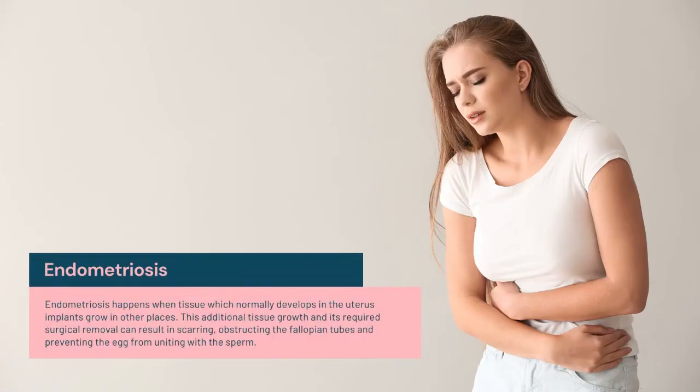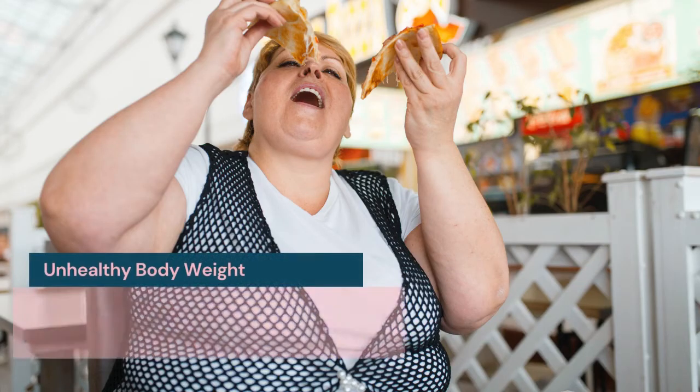Endometriosis. Endometriosis happens when tissue which normally develops in the uterus implants and grows in other places. This additional tissue growth and its required surgical removal can result in scarring, obstructing the fallopian tubes and preventing the egg from uniting with the sperm.